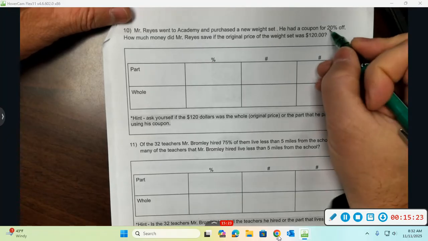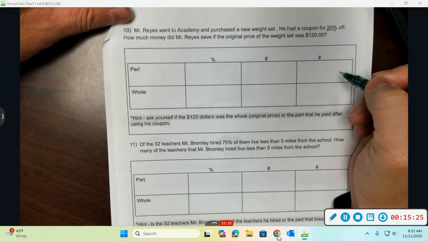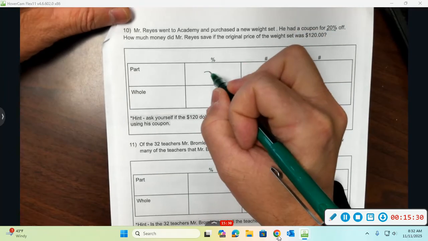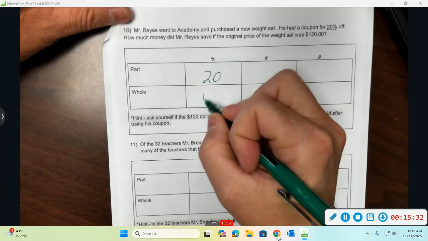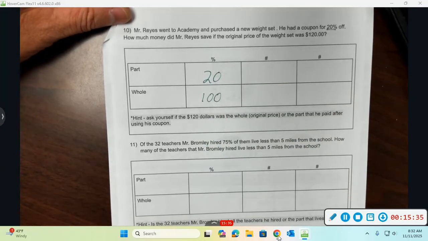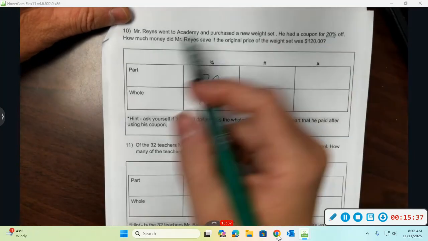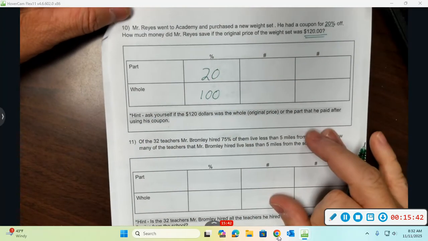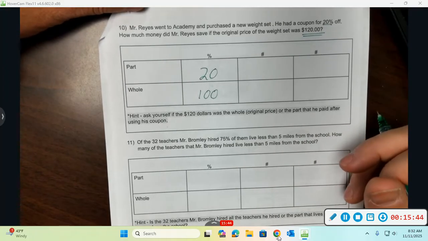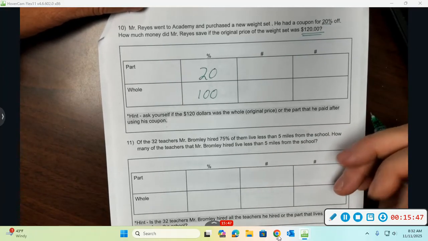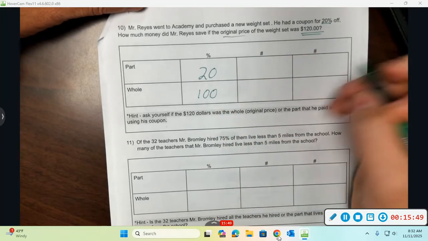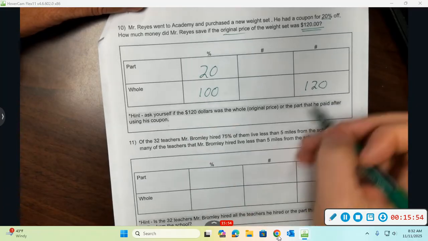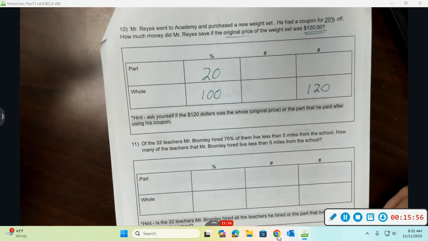Okay. So, what is my percent? What is my percent? 20. So, in the percent column, we write 20 over 100. Then it says that the original price was what? 120. So is that a part or a whole? It's a whole because it is the original price. Now, I'm going to put 120 over here because 100 doesn't really scale to 120 unless you use a decimal.